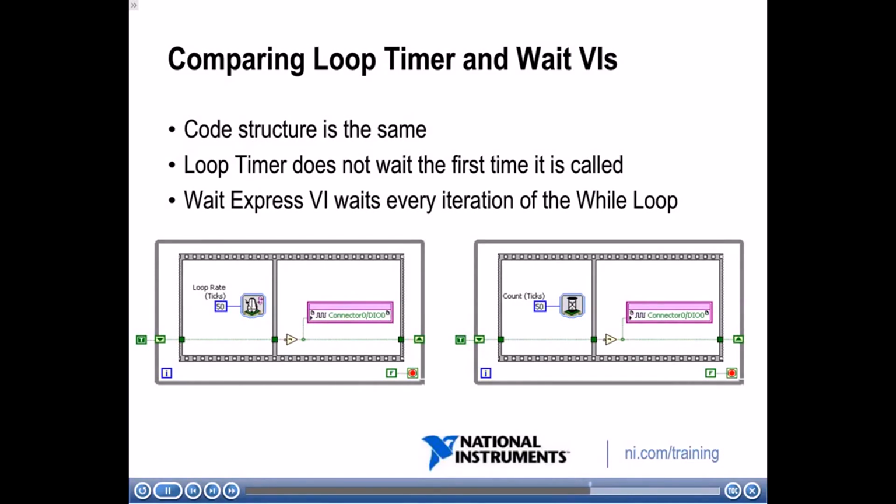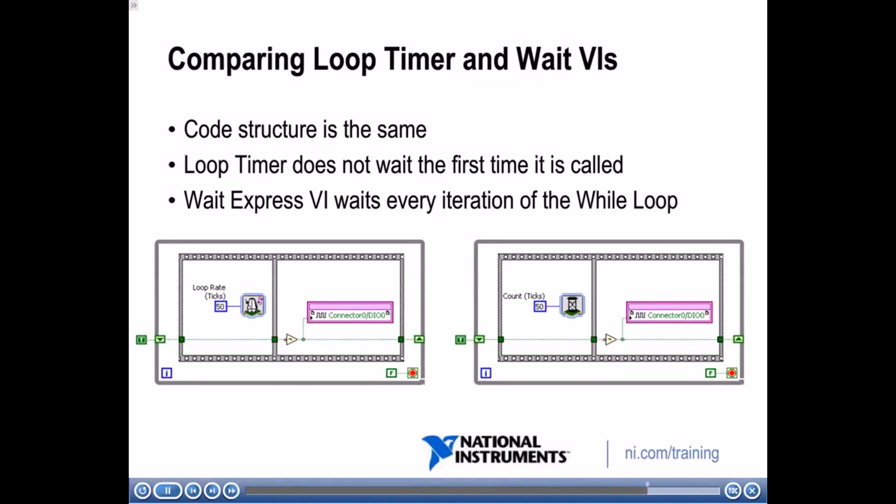Now let's contrast that with the right side. On the right side, we have a wait express VI. The wait express VI will explicitly wait 50 ticks every single time it's called. Let's walk through this, and again pretend that the second frame in the sequence structure is going to take 25 ticks. In the very first iteration, it's going to execute that wait express VI, which is going to take 50 ticks. And then the second frame takes 25 ticks. So that single loop iteration is going to take about 75 ticks.